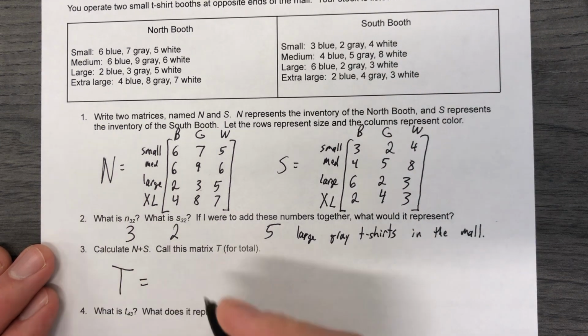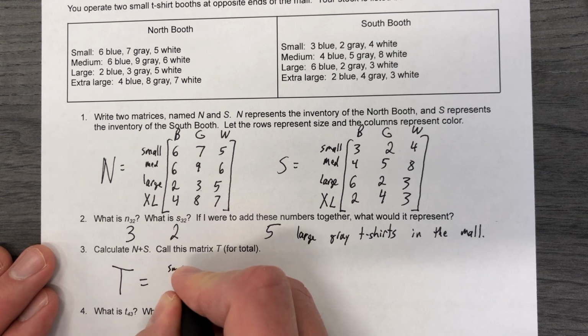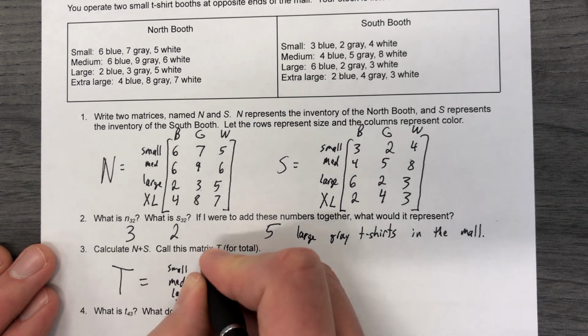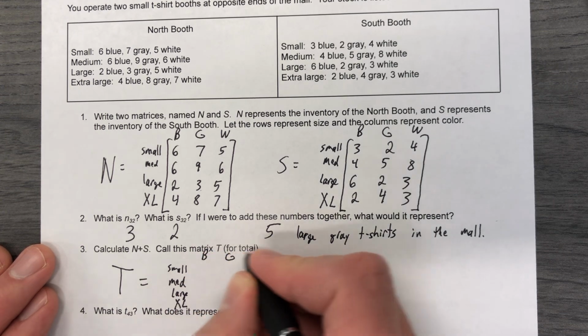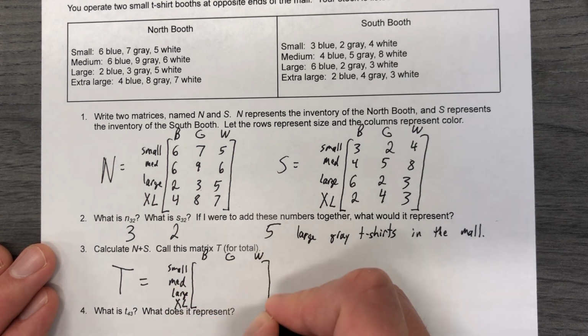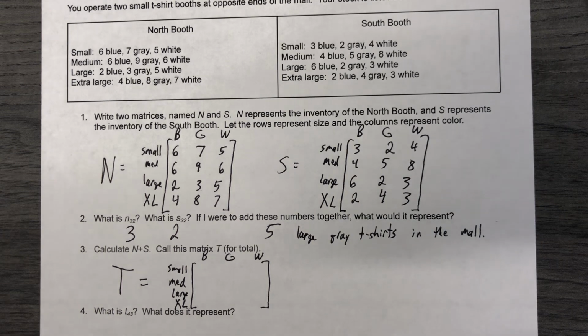And T equals, and if you want to write small, medium, large, and extra large, you can. I am, because that is what it represents. And then blue, and then gray, and then white. And when I do this, it is honestly as easy as you think.